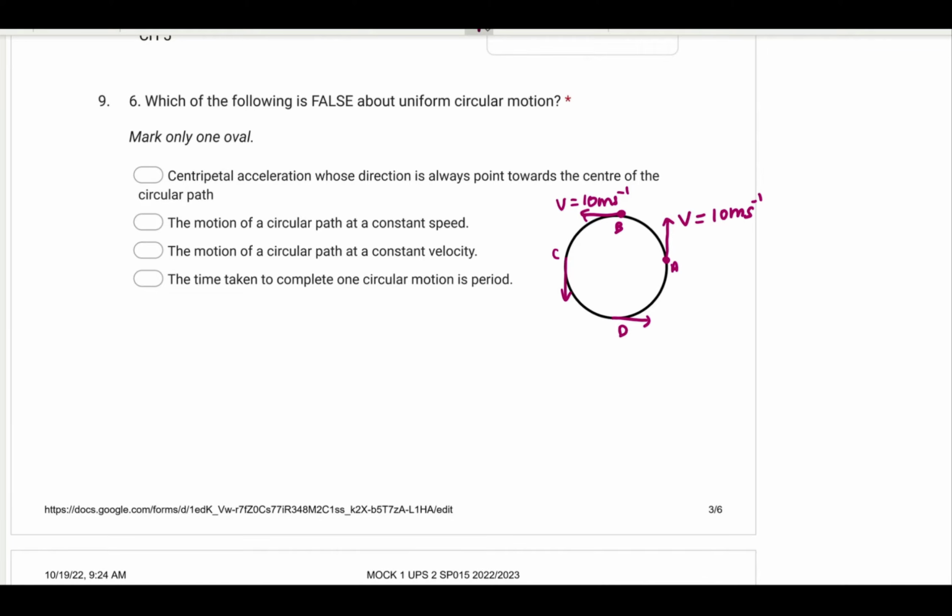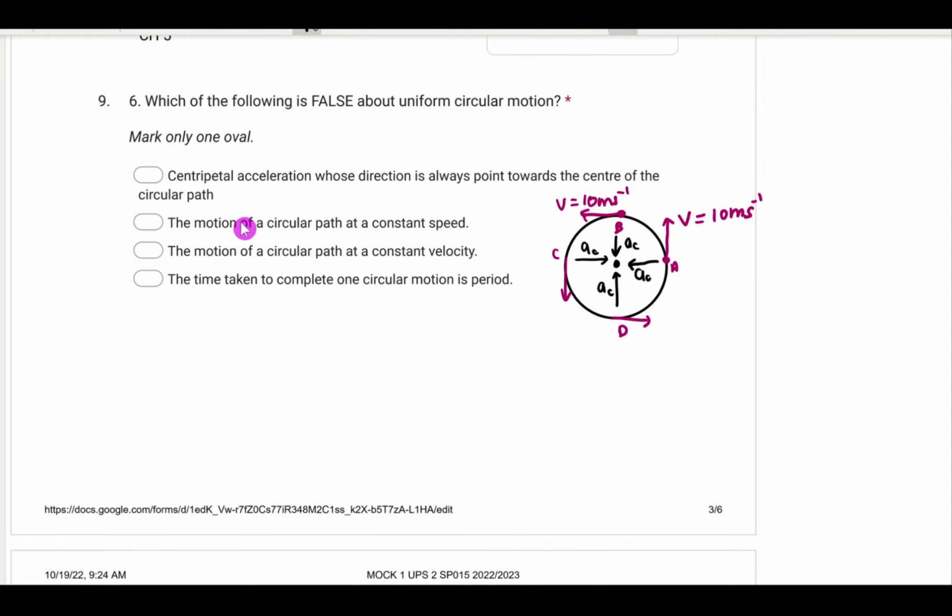Okay? Tapi kalau kita cerita pasal centripetal acceleration pun sama juga. Okay? Direction dia always to the center. Kalau macam dekat point D, dia punya centripetal acceleration dia ke atas. Dekat point A, dia akan jadi ke kiri. Dekat point B, dia akan jadi ke bawah. At point C, dia akan jadi ke kanan. Okay? So, mana satu yang salah? Centripetal acceleration, whose direction is always points towards the center of the circular path.